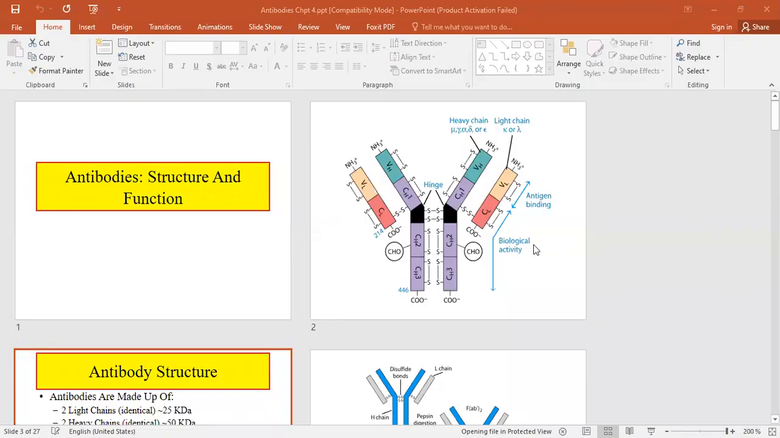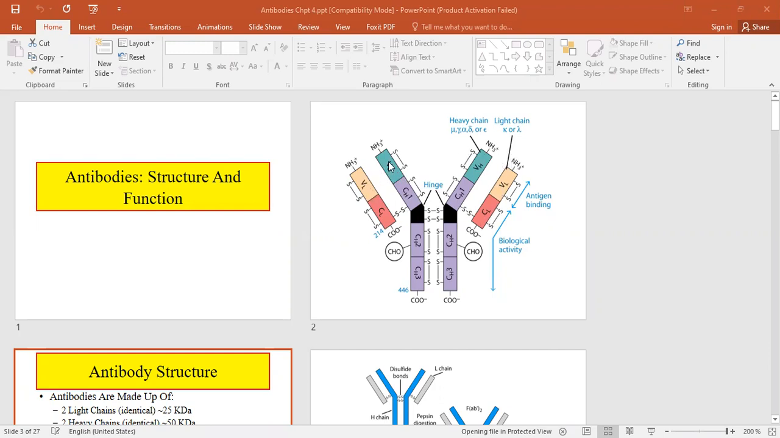So now we must understand the structure of antibody. So this is the structure of an antibody. Here there are domains. There are two chains, light chain and heavy chain. So this is the heavy chain and this is the light chain.